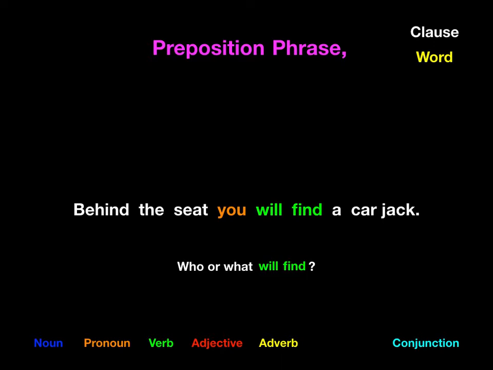We then have a number of words before our main subject. Analyzing these words, we should be able to identify the preposition "behind." This indicates that we have a prepositional phrase which runs to the next noun, which is "seat," meaning that we have a prepositional phrase beginning the sentence and therefore will need a comma after this introductory element. The sentence would then read, "Behind the seat, comma, you will find a car jack."